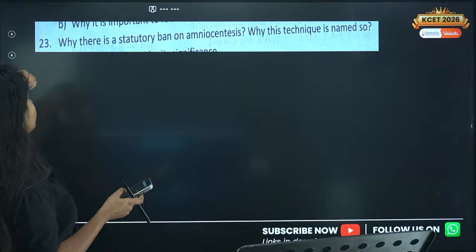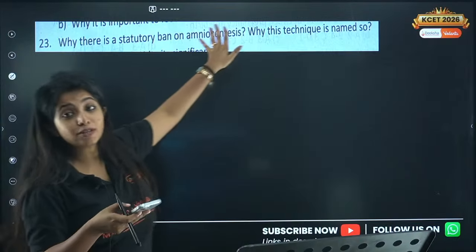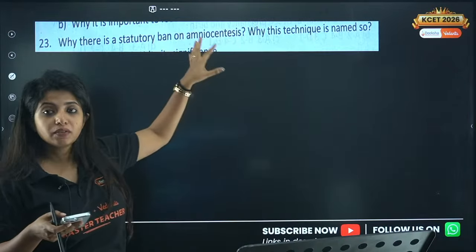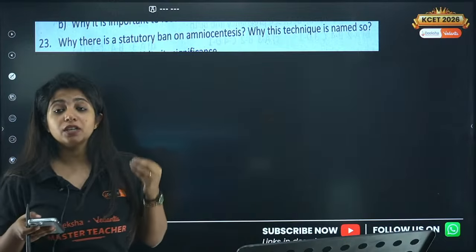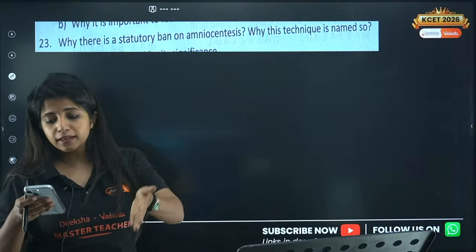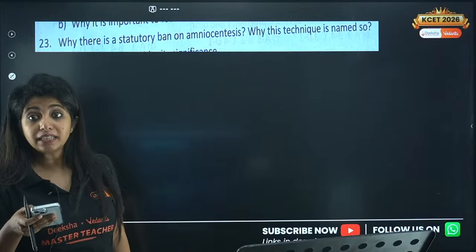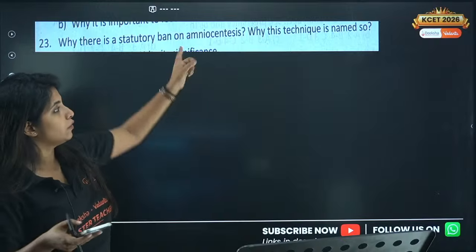Okay. Now, why is there a statutory ban on amniocentesis? We discussed why: with the help of amniocentesis, you can know the sex of the child, and if it was female, the females were killed. That is the reason. Female feticide was happening. Mention this term, then you will get marks.